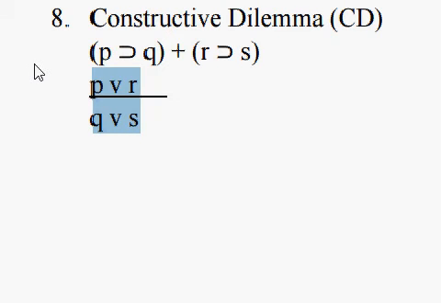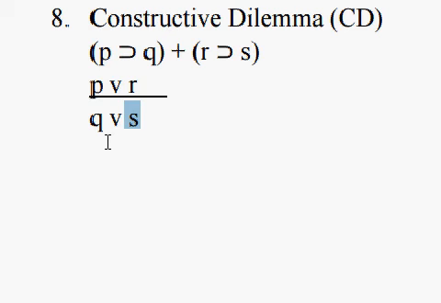But the beauty of a constructive dilemma is the idea that if one of those antecedents is true, then you know one of the consequences is true. So if you have a statement like, if you do your homework, then you'll do well in the class, and if you go to the movies, then you'll not do well in the class. So it's either the case that you'll do your homework or you'll go to the movies, and so you'll either do well or you won't do well. It makes sense.